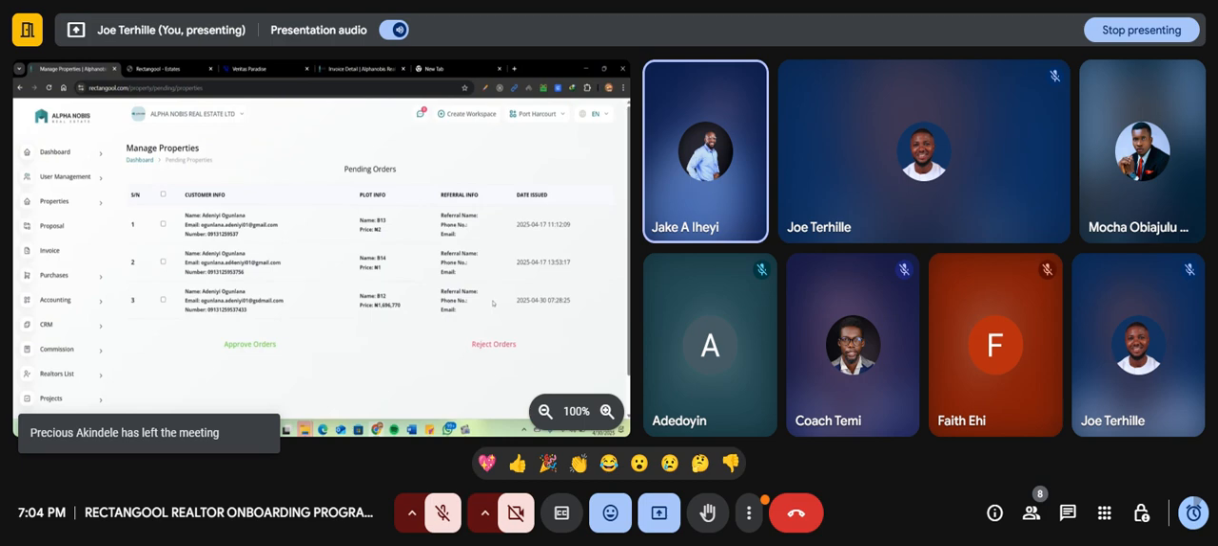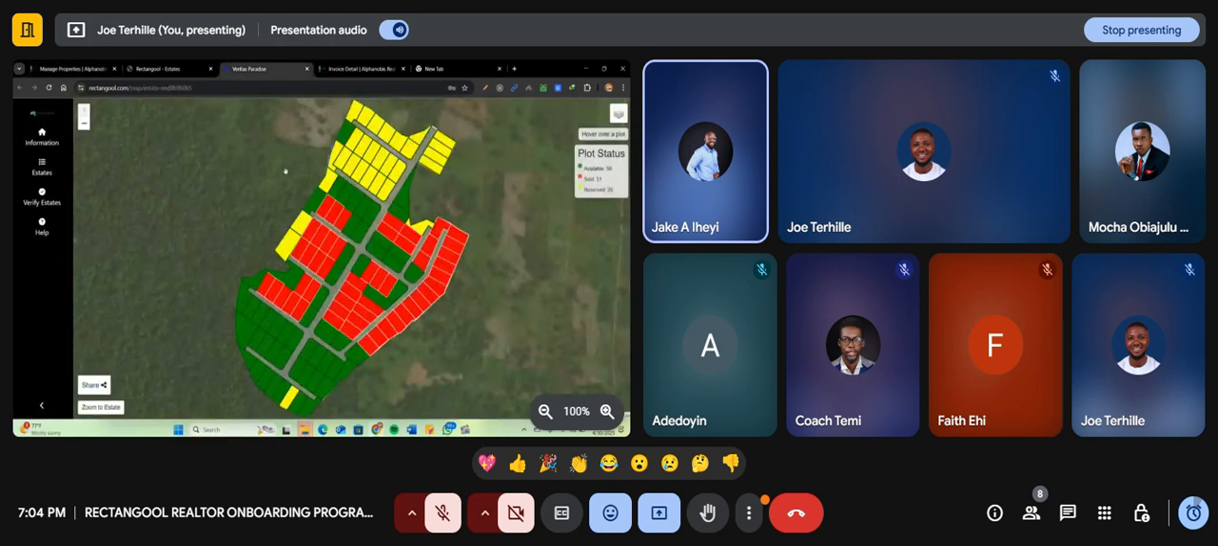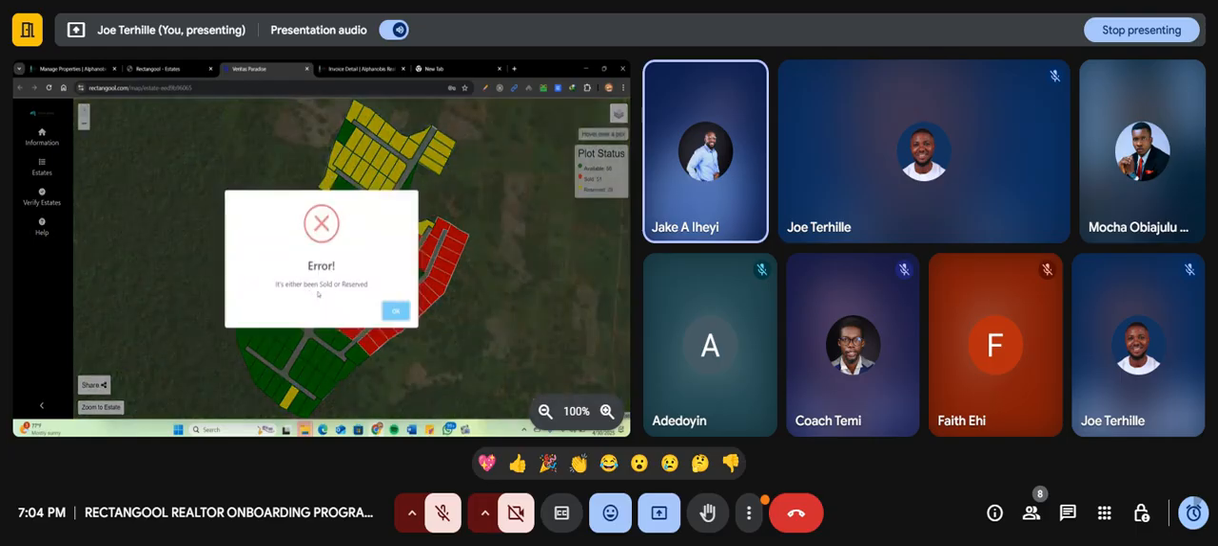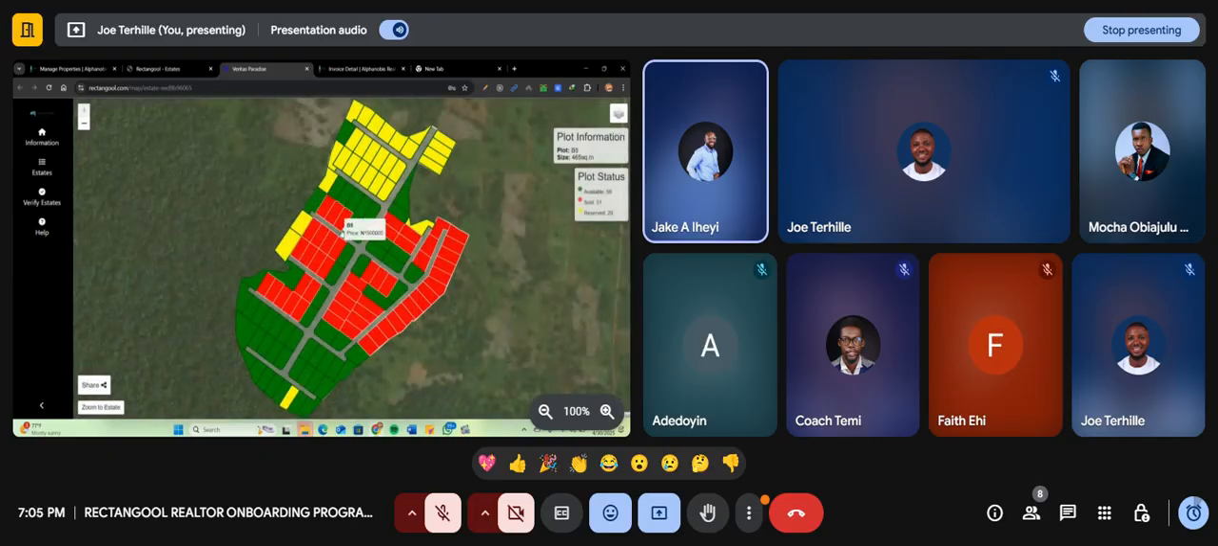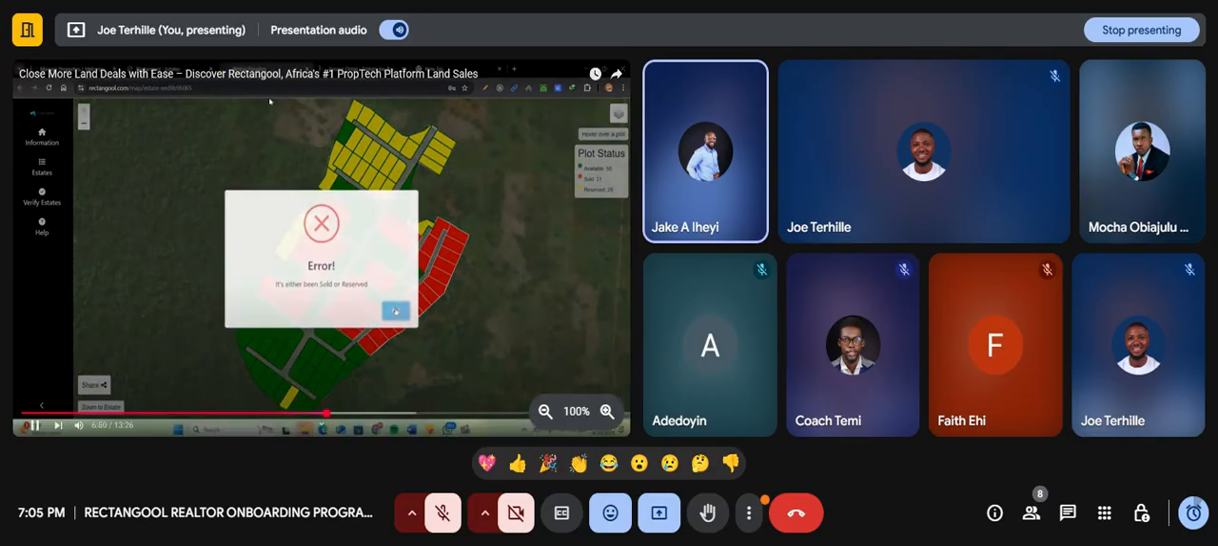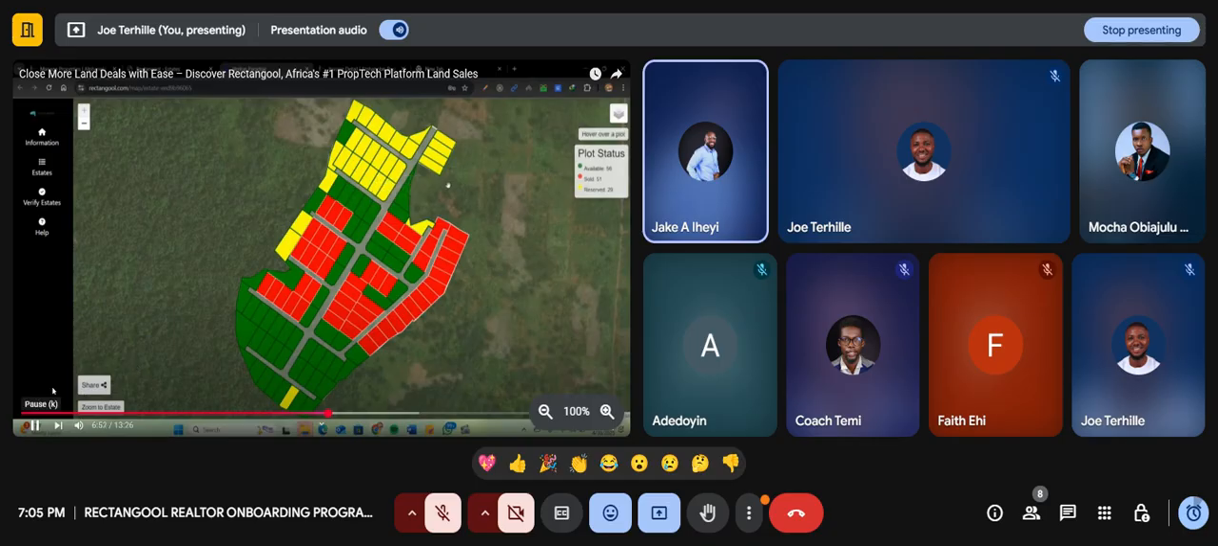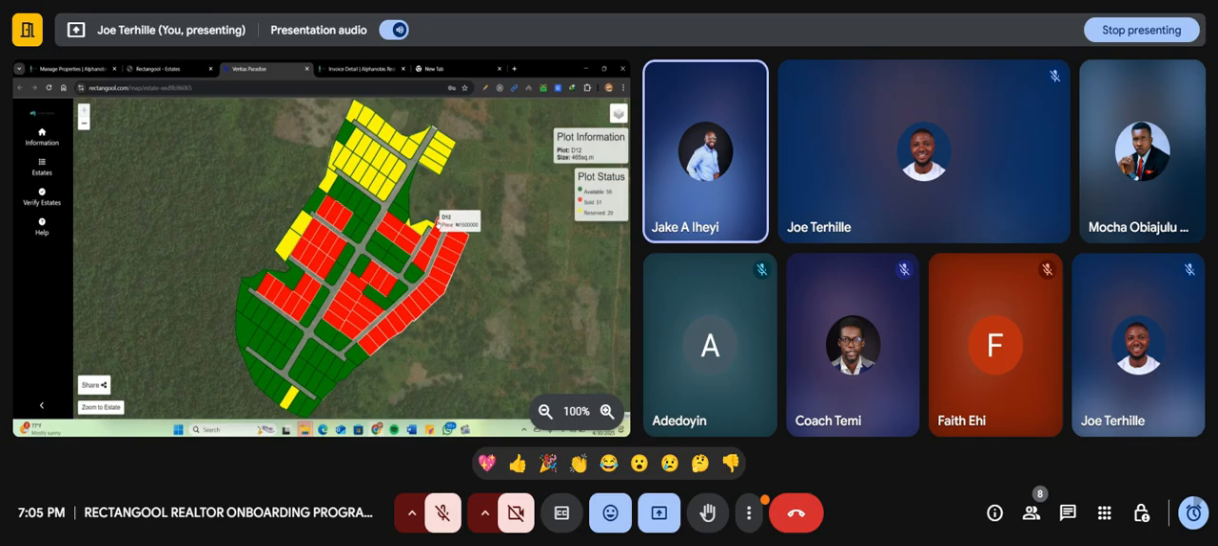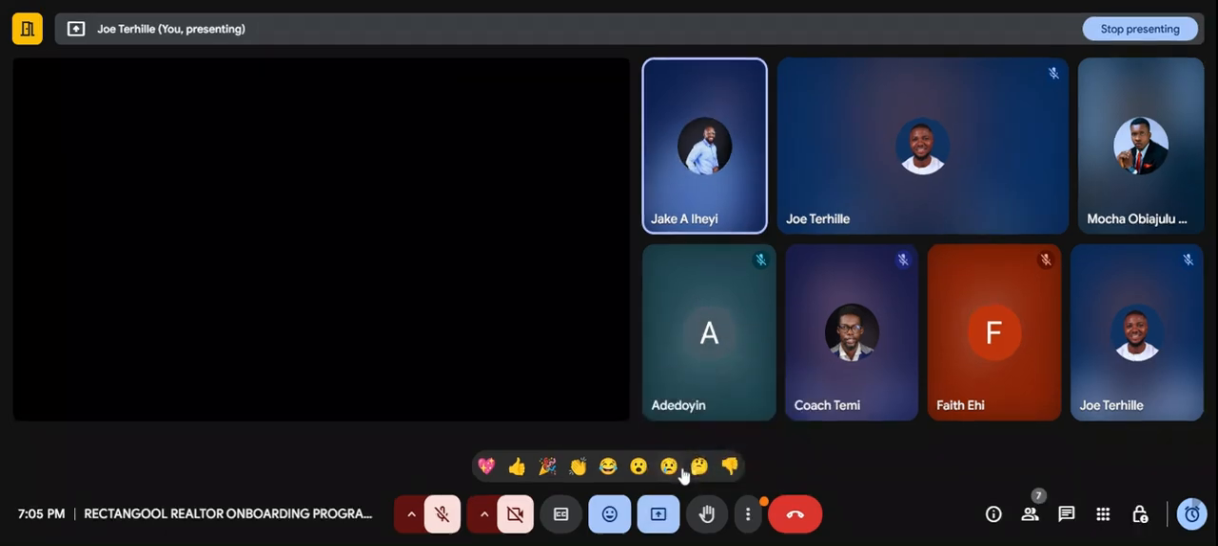Now, if we approve this reservation right here, this particular plot changes from yellow to red. If someone else were to come to a sold plot, the system simply tells them that this plot has either been sold or reserved. The same thing for this one as well. So that means that as a customer, it is possible for me to get instant allocation. That's the keyword, instant allocation.